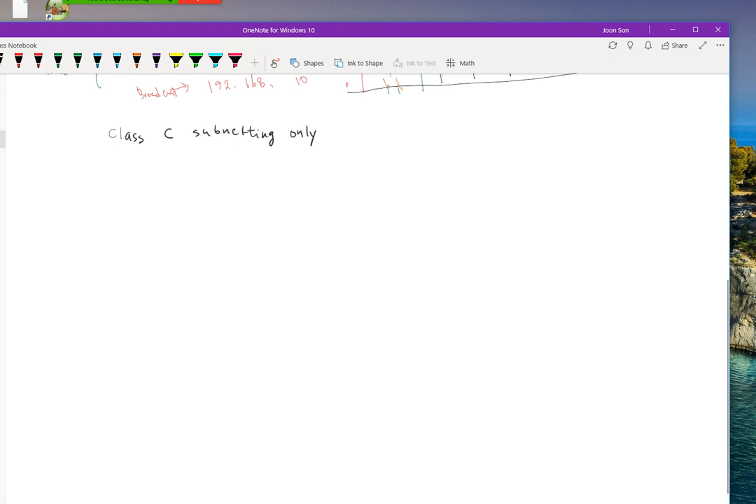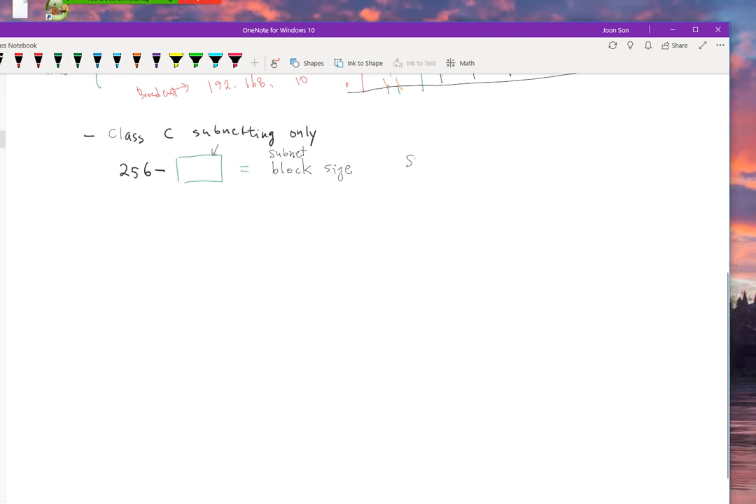The formula that you have to use is 256 minus some number from the subnet mask. So this is like the change. This is equal to basically the subnet block size, and the number that you are going to use is from the subnet mask.